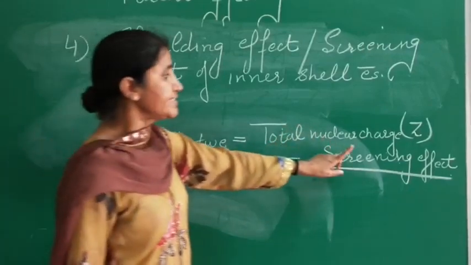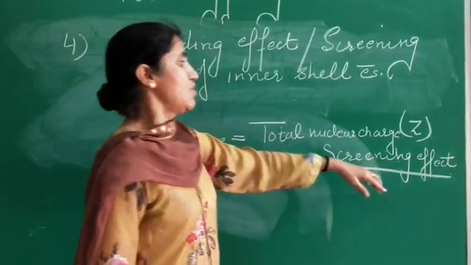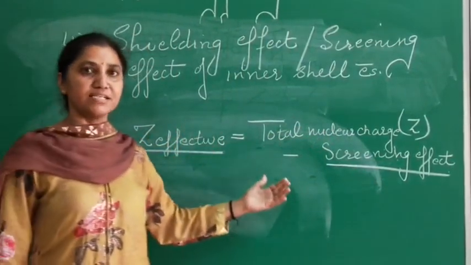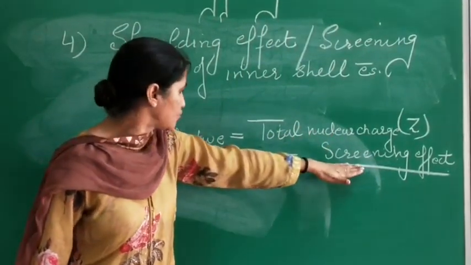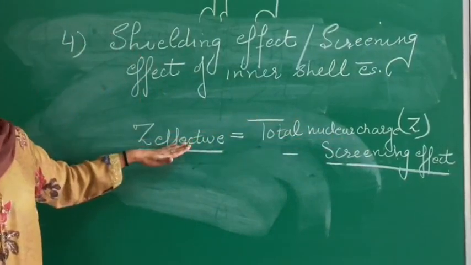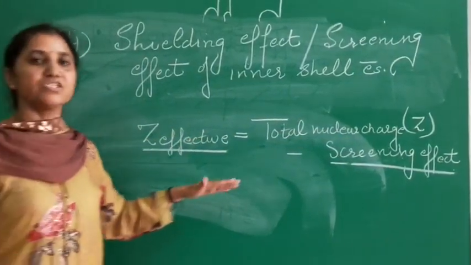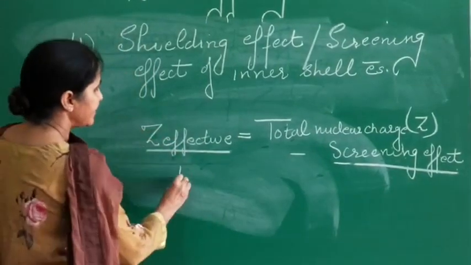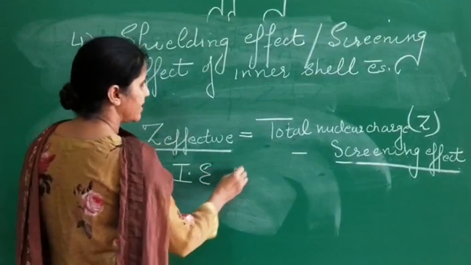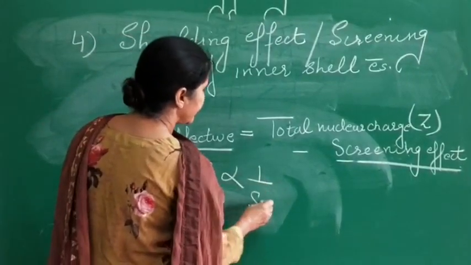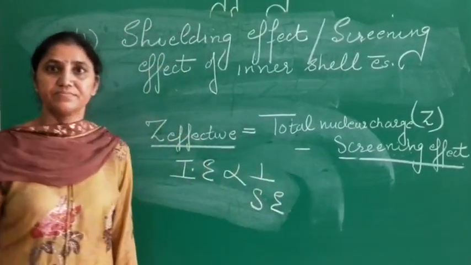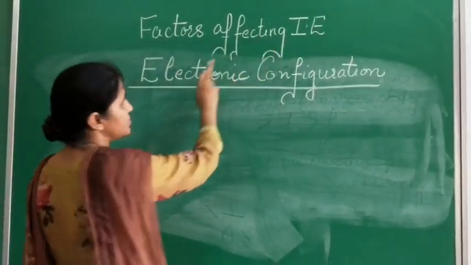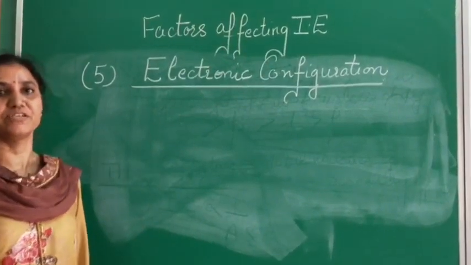So with increase in the shielding effect, or with increase in the repulsive forces due to the inner shells provided to the outermost electrons, the effective nuclear charge will decrease, due to which ionization energy also decreases. So the ionization energy is inversely related to the shielding effect. The last factor which affects the ionization energy is the electronic configuration.